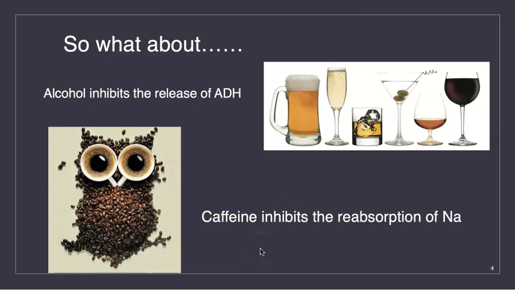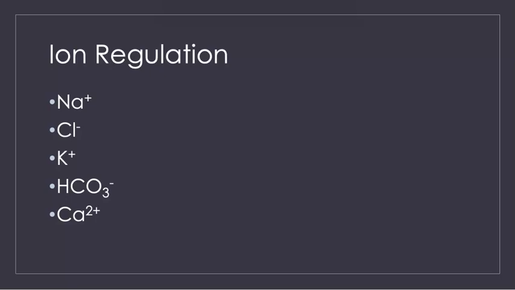Caffeine often has a diuretic effect too. It's a different mechanism. It's inhibiting the reabsorption of salt. Again, wherever salt goes, water follows. So if you cannot reabsorb as much salt, guess what? You're going to lose it in your urine, and therefore you will lose more water in the urine as well. Okay, so those were the main factors that are influencing our fluid levels and our blood pressure.